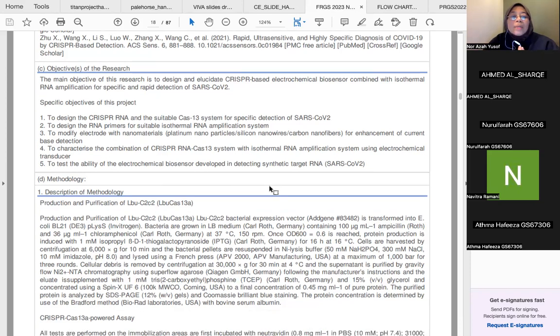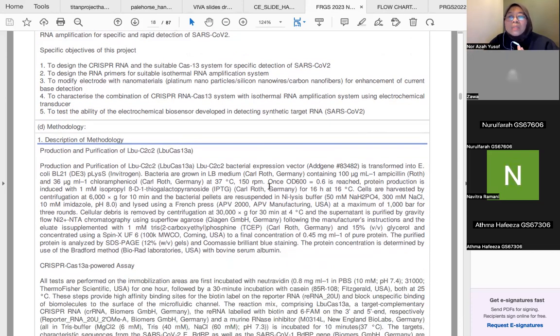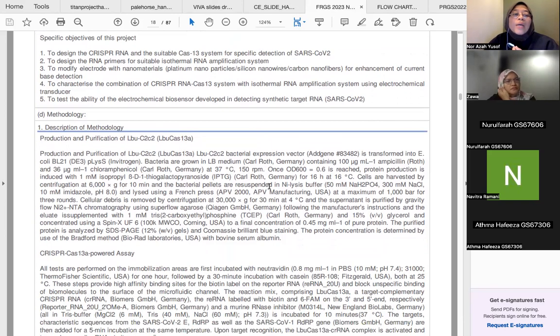Now, in the proposal, description of methodology is very important. Methodology is required in your written proposal. This is the approach I always use: to couple the research methodology with the objective. Let's say my first objective is to design the CRISPR. In the methodology section, it's easier for me to put it here, to design.